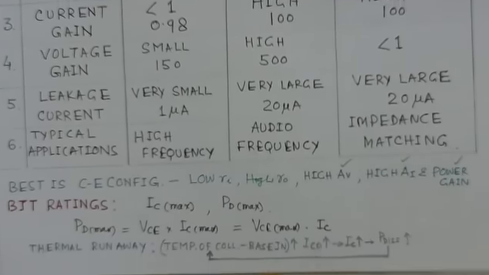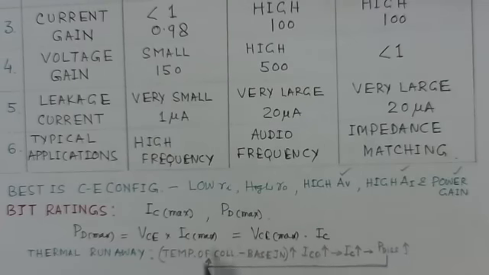Now the last thing which we'll talk about is the BJT rating. IC max is the maximum collector current, and PD max is the maximum dissipated power. PD max could be given as VCE into IC max, equal to VCE max into IC. Either the current is maximum or the collector emitter voltage is maximum. Thermal runaway is one very important phenomenon which occurs in the case of the transistor, and the transistor burns off.